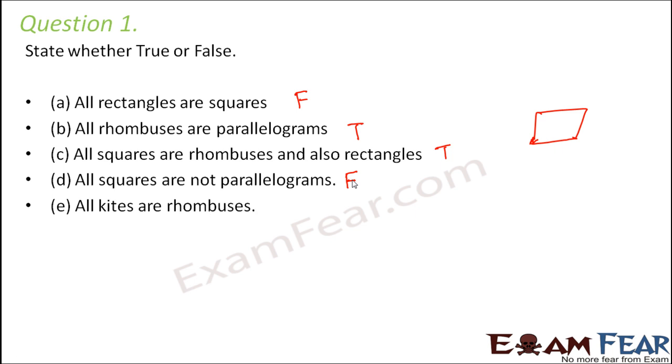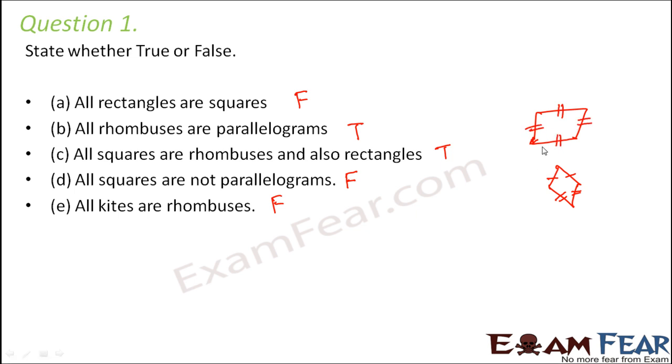All kites are rhombuses. Now this is again a false statement. That's because a rhombus has all sides equal. But when you look at a kite, it has only adjacent sides equal. This is how a kite looks. So only the adjacent sides are equal. But in case of a rhombus, all sides are equal.